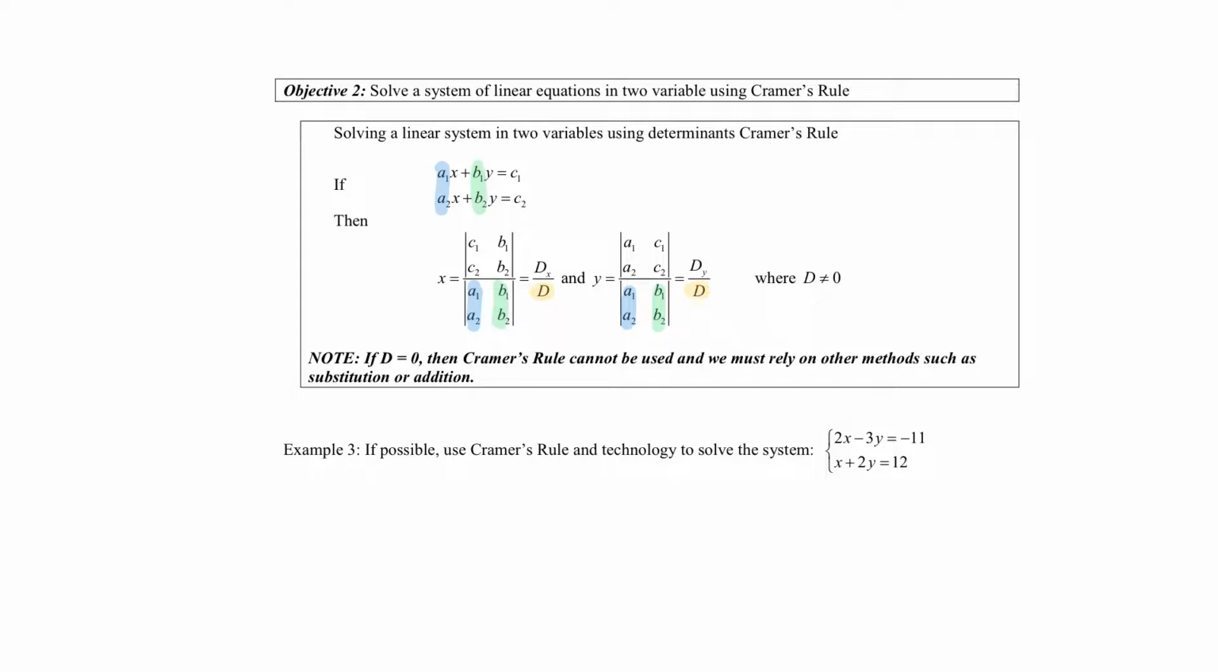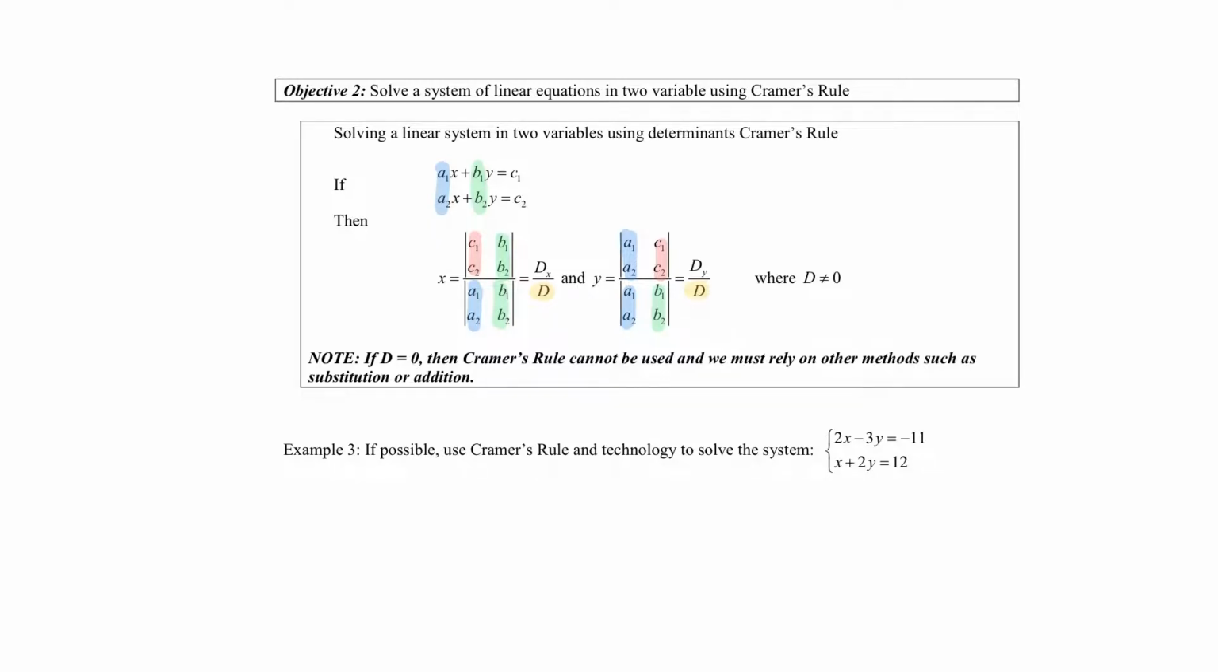Now, again, the numerator is made up of the constants, right? And where the constants are found in my determinant depends on if I'm solving for x, in which case they replace the coefficients for x, or y, in which case they replace the coefficients for y. So that is Cramer's rule. Now let's do a couple of examples of this for two equations and two unknowns.